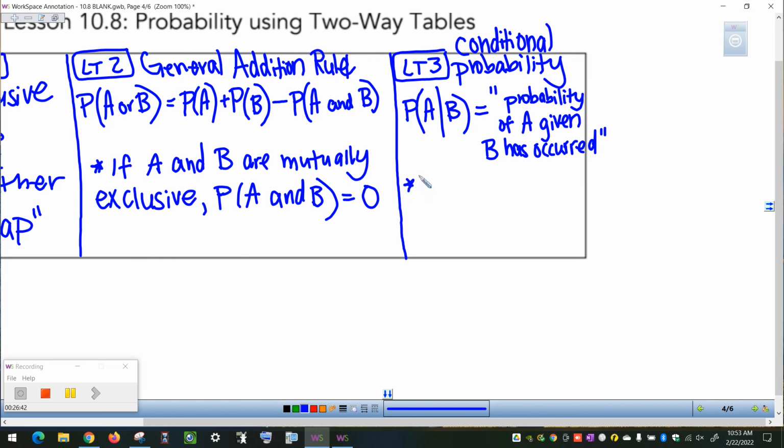And the strategy that we found helpful today with our two-way table when we're doing these conditional probabilities was just to simply cover up the parts of the table you don't need to answer the question.